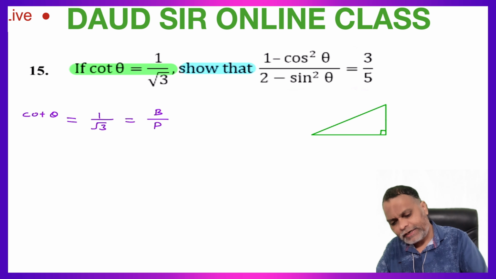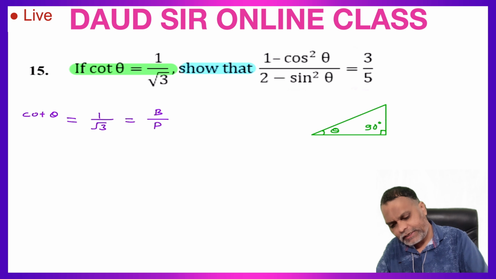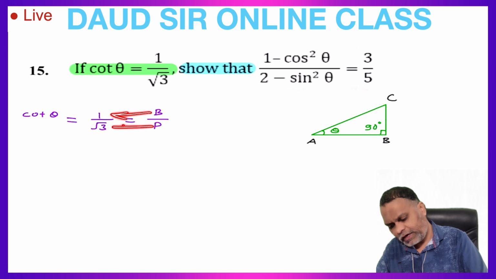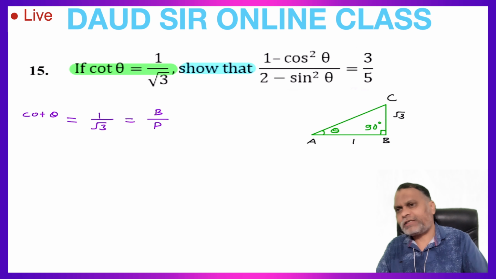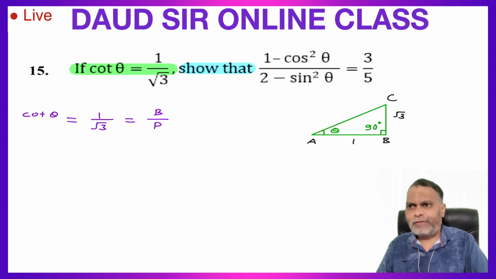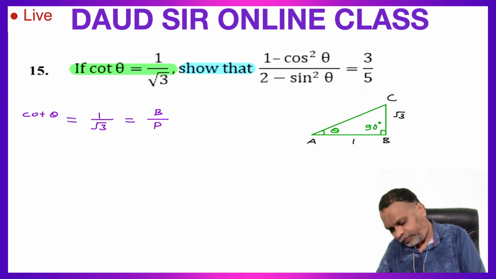Suppose this is a right angle triangle. This angle is 90 degrees, and take this acute angle as theta. Label it A, B, C. Base is 1 and perpendicular root 3. So base 1 and this perpendicular root 3. Now this missing side is the hypotenuse. Calculate this missing side by using the Pythagoras theorem first.